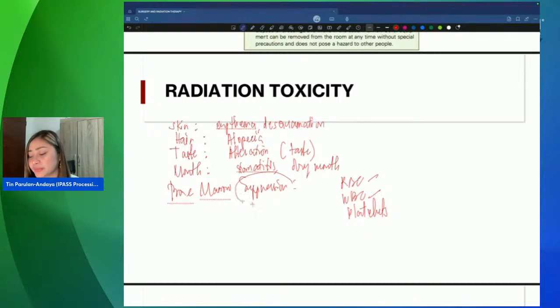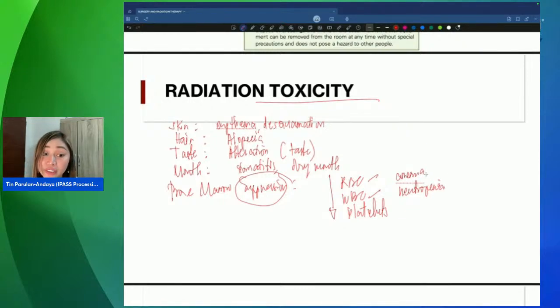So it says here, for radiation toxicity, there will be bone marrow suppression. Meaning we're expecting that everything is suppressed. Everything is low when it comes to RBC, WBC, and platelets. If there is a decrease in the RBC, we're expecting anemia, so our focus is anemia management. A decrease in the WBC means risk of infection, neutropenia, so that is why we will implement neutropenic precaution, right?